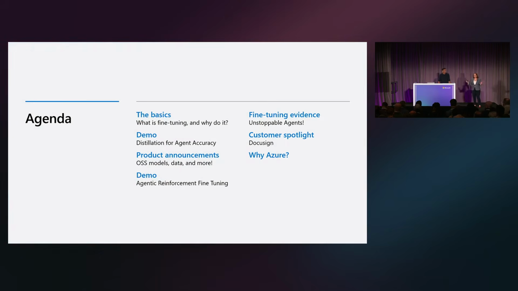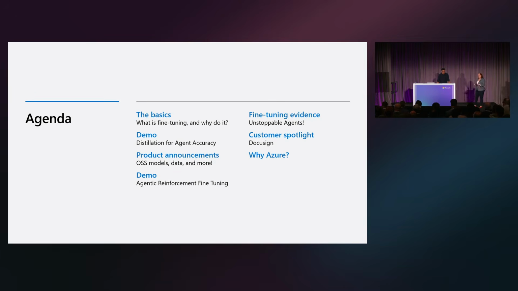And just to give you an overview of what we'll be talking about so you can decide when to pay attention and when you want to just take it all in, we're going to start with just the basics. One, what does fine-tuning have to do with agents? What is fine-tuning? And then dive right into a demo to show you how distillation can help you make small, fast models just as smart as frontier-class models. Then we'll get to the product announcements, but we'll be sprinkling those in through the demo, so keep an eye out.